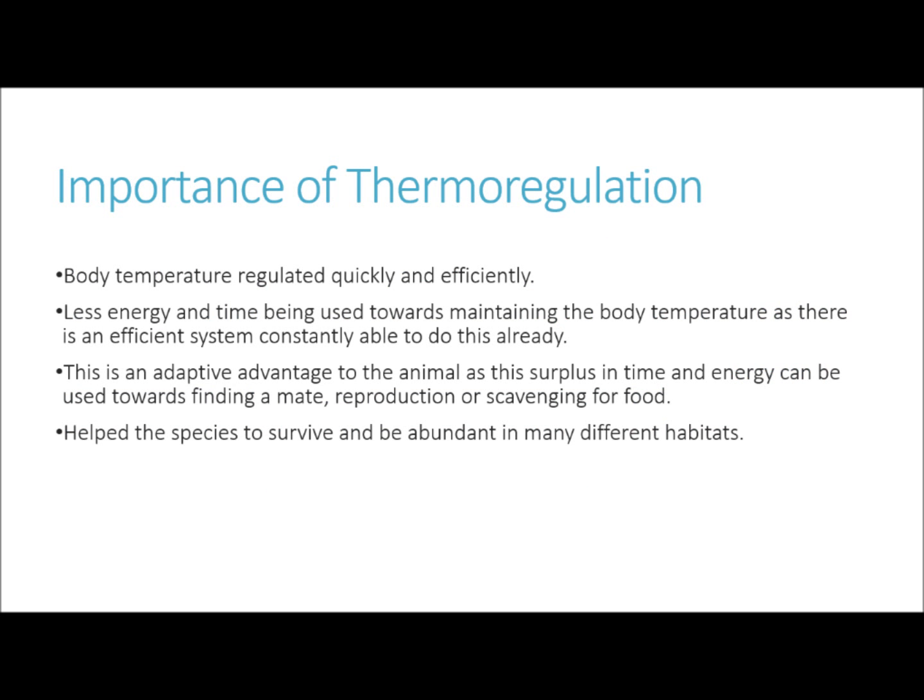Thermoregulation is a homeostatic control system which within it has several control mechanisms allowing for the body temperature to be regulated quickly and efficiently. The effectiveness of the system results in less energy and time being used towards maintaining the body temperature, as there is an efficient system constantly able to do this already. As the deer mice live in an environment with a large range of temperatures, being able to thermoregulate is an adaptive advantage to the animal. The surplus of time and energy can be put towards other important activities like finding a mate, reproduction, or scavenging for food. Being able to thermoregulate in environments where temperature is constantly changing has helped the species to survive and be abundant in many different habitats.